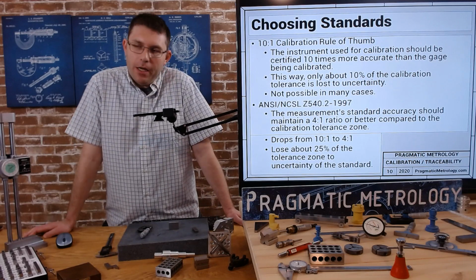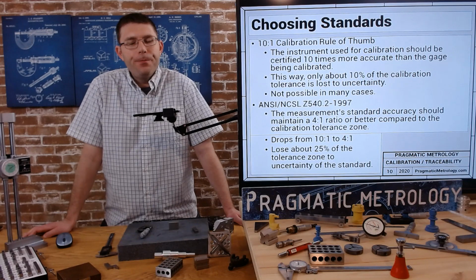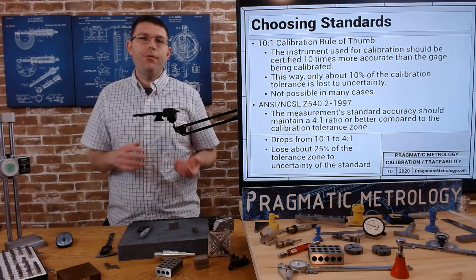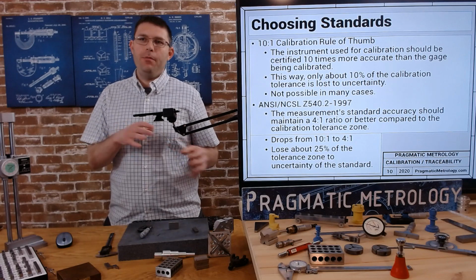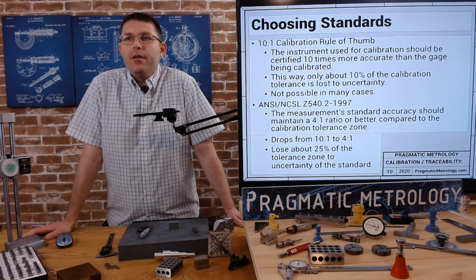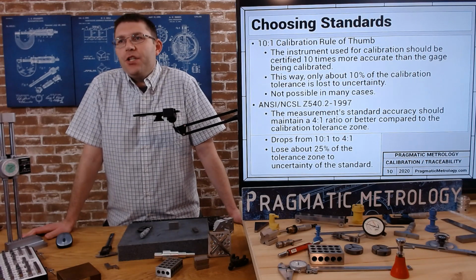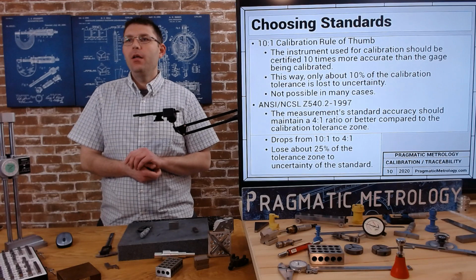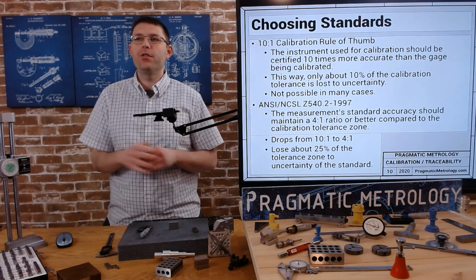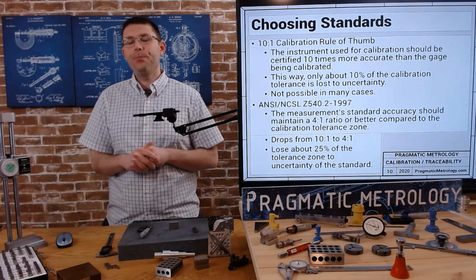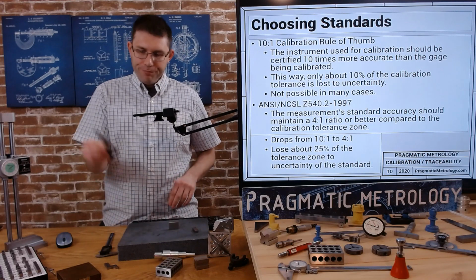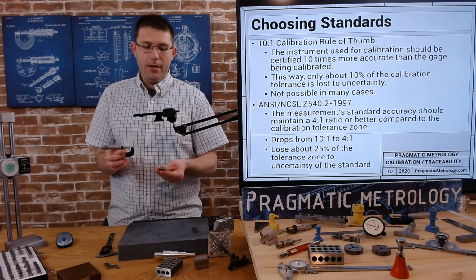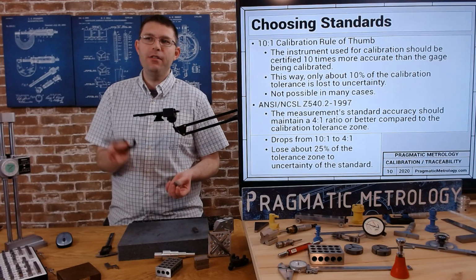So next up, we're going to talk about how you choose a standard. In most cases, when you buy the gauge, it almost always comes with a checking standard, so you don't need to really think about it. But sometimes you will, when you purchase gauges separate from their standards. There's a 10-to-1 calibration rule of thumb, which says the instrument used for calibration should be certified 10 times more accurate than the gauge being calibrated. This way, only about 10% of the calibration tolerance is lost to uncertainty, and this is not possible in many cases. So if I have a micrometer that's accurate to 1/10,000th of an inch, I need a gauge block that is 10 times more accurate than that to satisfy the 10-to-1 rule.